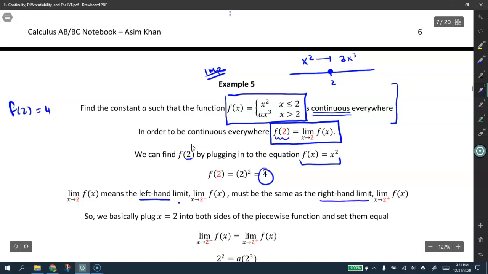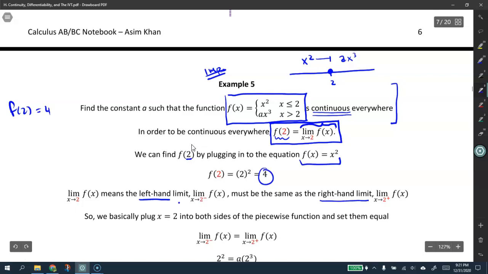Now again, if you're wondering why you would need to do that, it's because that's what the definition of continuity asks us to do. It says find the overall limit, and we know that for an overall limit to exist, the left and the right-hand sides need to be exactly the same. So how do you do this in a piecewise function? It's actually a lot easier than you might imagine.